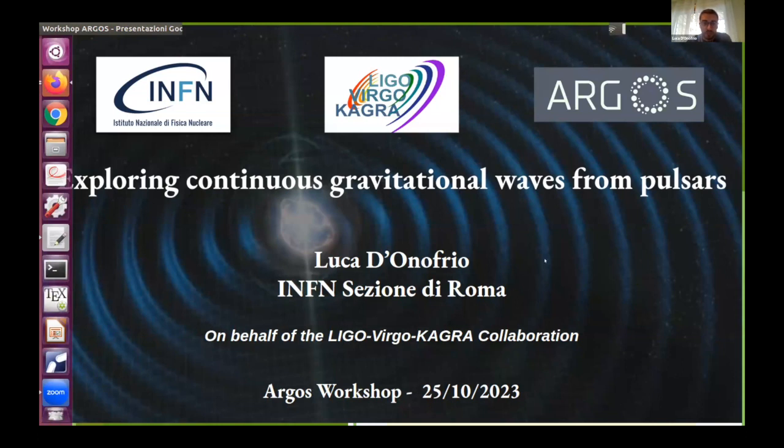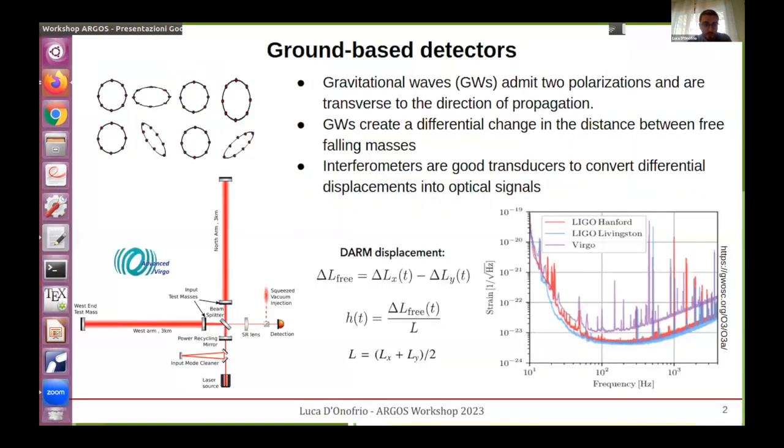In this presentation, on behalf of the LIGO Virgo Kagra collaboration, I will describe how we can search for continuous gravitational waves from known pulsars and what is also the multi-messenger approach of this kind of search.